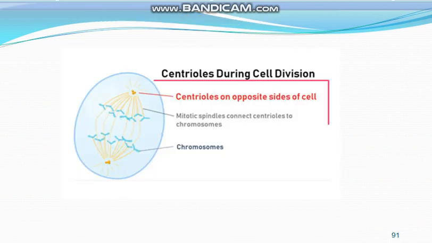So this is the structure showing the position of the centrosome during cell division. In actual shape, the centrosomes are present near the nucleus, but during cell division, one centriole is here and the other centriole is here. So they are attached with these mitotic spindle fibers of the chromosomes, and they move towards the opposite poles during cell division, and they help in the process of cell division. So this is the function of the centrosome.